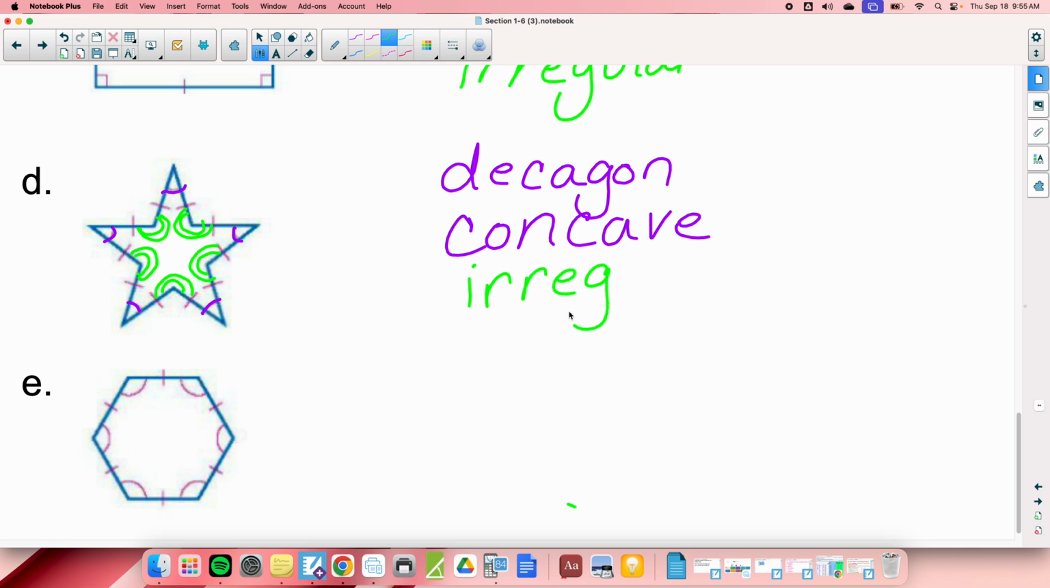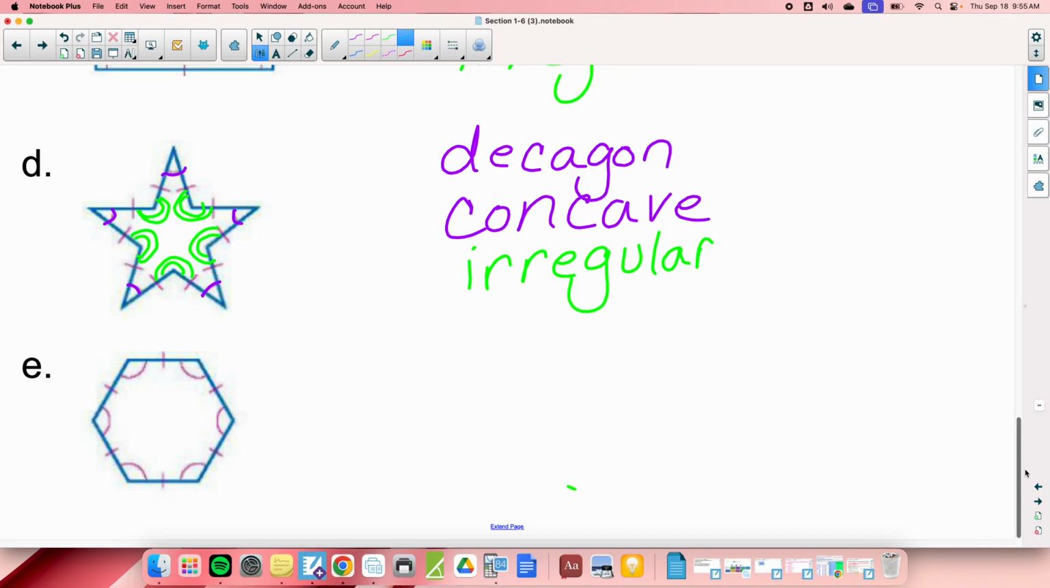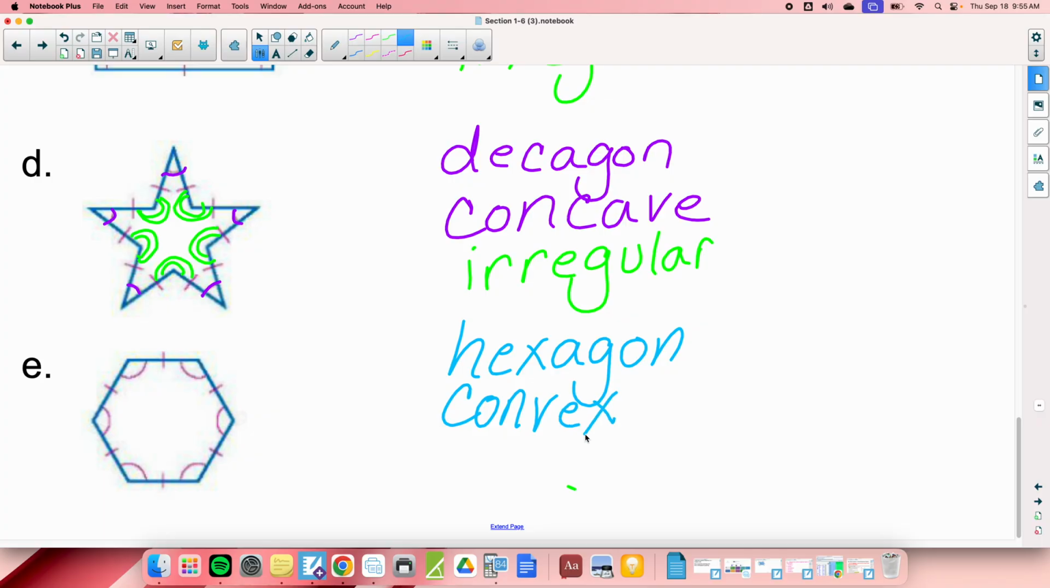And like I said, that question is on your quiz or test next week or the week after. This one has 6 sides, so it is a hexagon. Does it cave in at all? Nope, so it's convex. And then does it look like all 6 sides and all 6 angles are congruent? Yeah. So this one is regular.